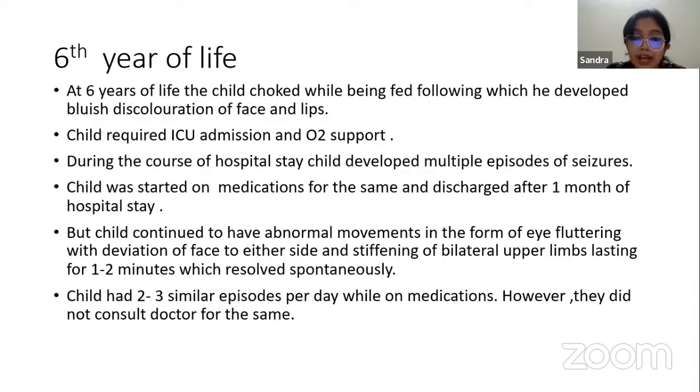But child continued to have abnormal movements at home in the form of eye fluttering with deviation of face to either side and stiffening of bilateral upper limbs lasting for 1 to 2 minutes, which resolved spontaneously. Child had 2 to 3 similar episodes per day while on medications. However, they did not consult doctor for the same.